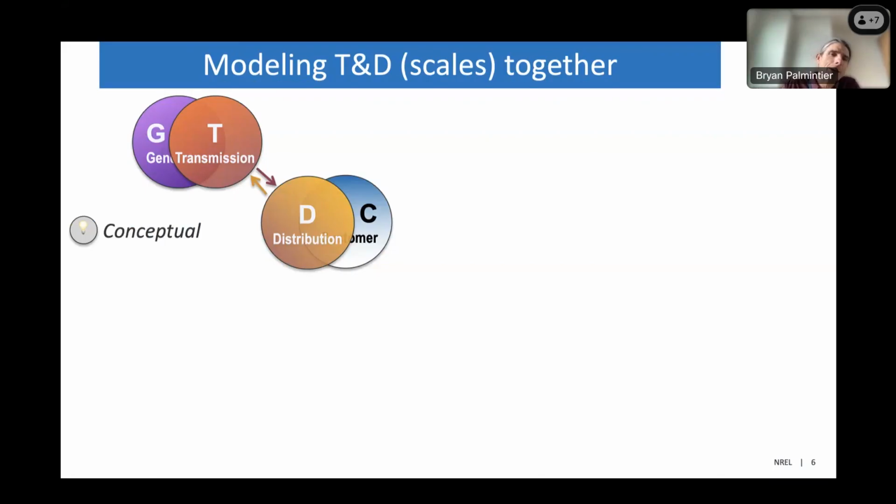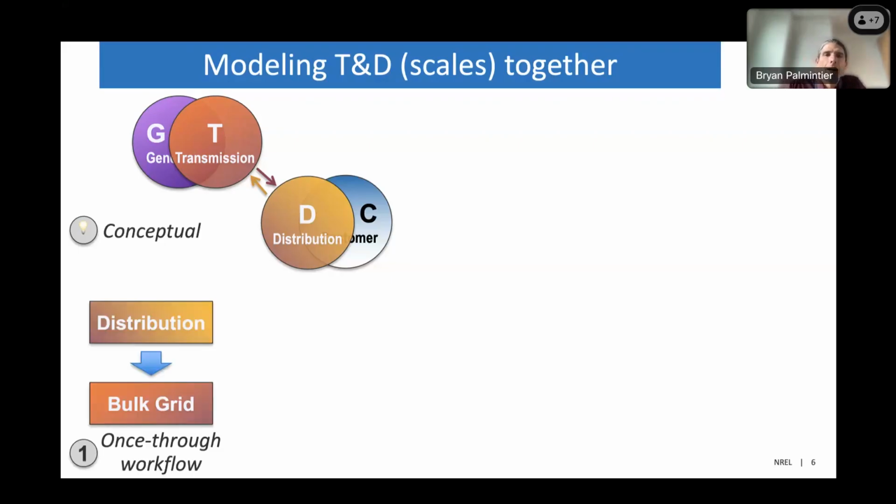In concept, we're talking about T&D getting together and exchanging data. As shown here, generation and transmission, the bulk side, are often together, and distribution and customer are often together too. One way this can be done, similar to what Debbie described earlier, is a once-through workflow. Some level of distribution analysis is treated as an input into bulk grid optimization. This might be things like exogenous adoption models for customer resources, load projections, or even flexibility profiles or cost curves for integration. But a lot of times it's really just a one-way flow.